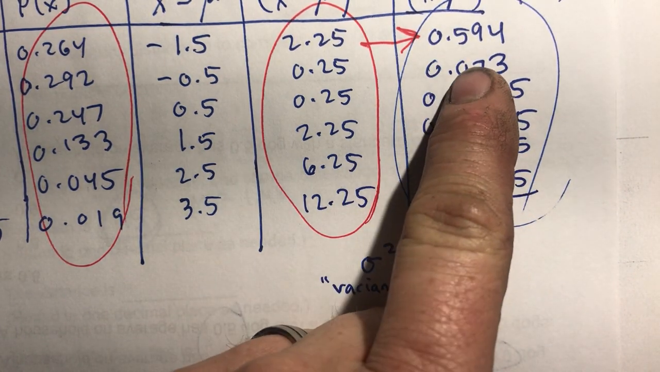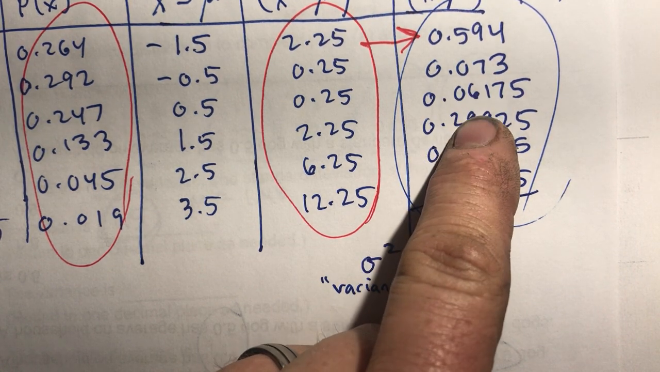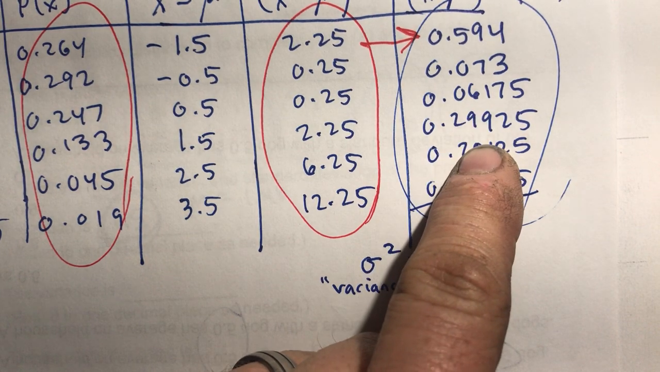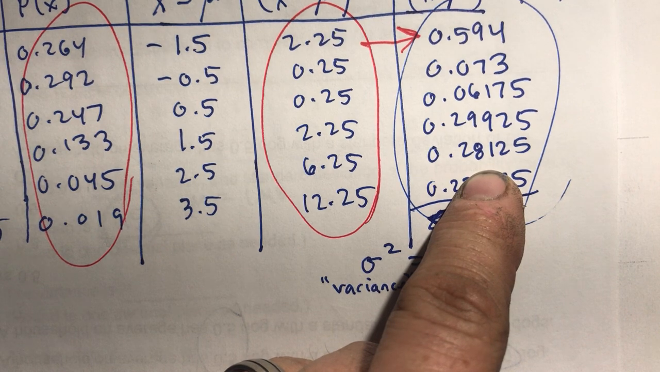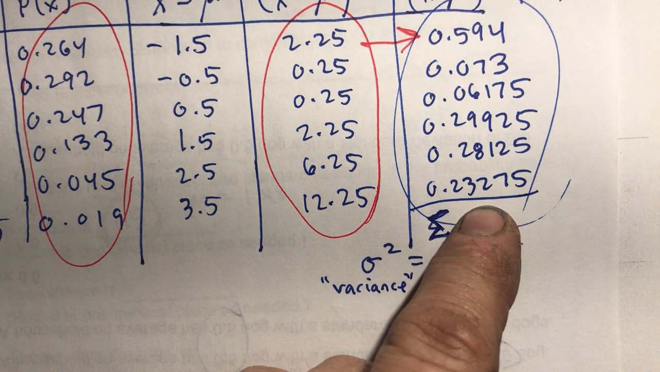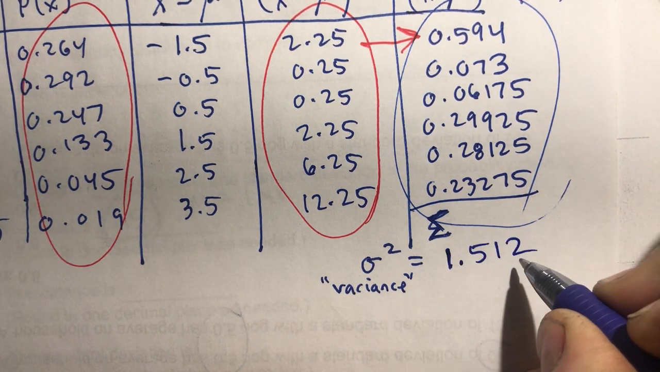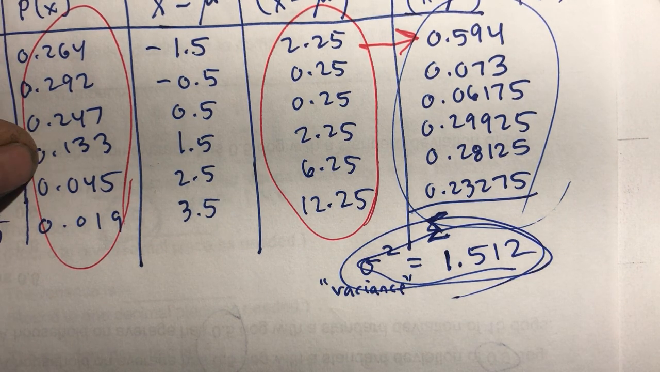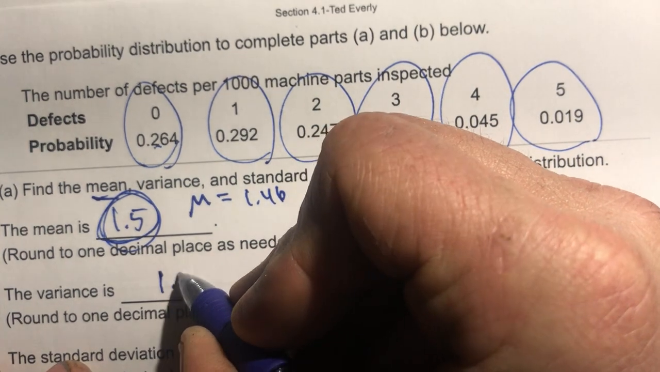So 0.594 plus 0.073 plus 0.06175 plus 0.29925 plus 0.28125 plus 0.23275. And I add all of them up, I get 1.512, and there's my variance right there, which it says round to one place, which is 1.5. So the variance is the same as the mean.